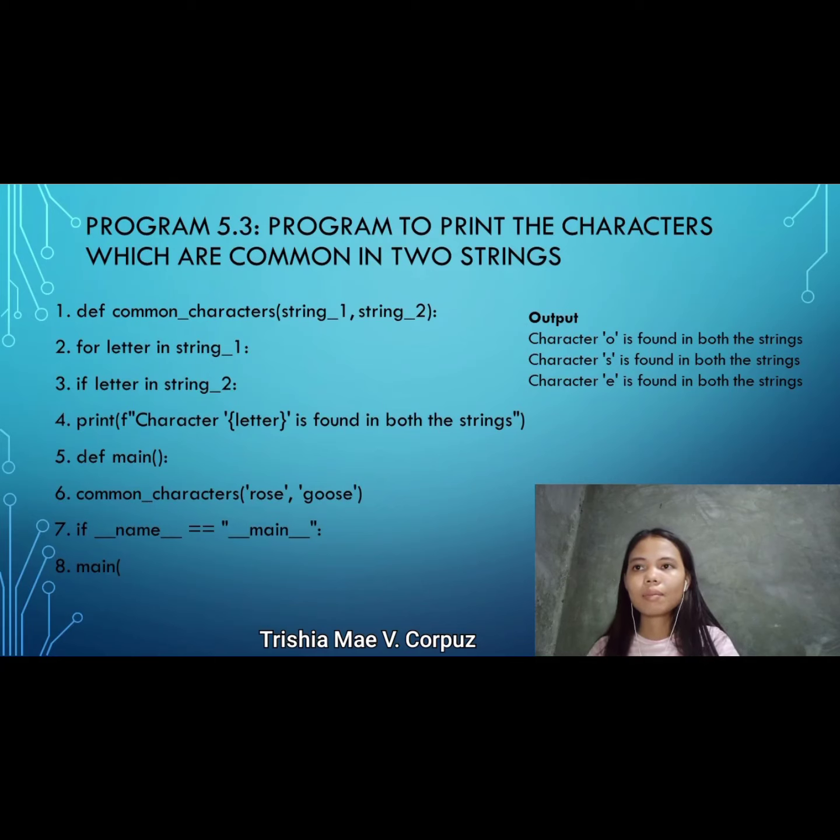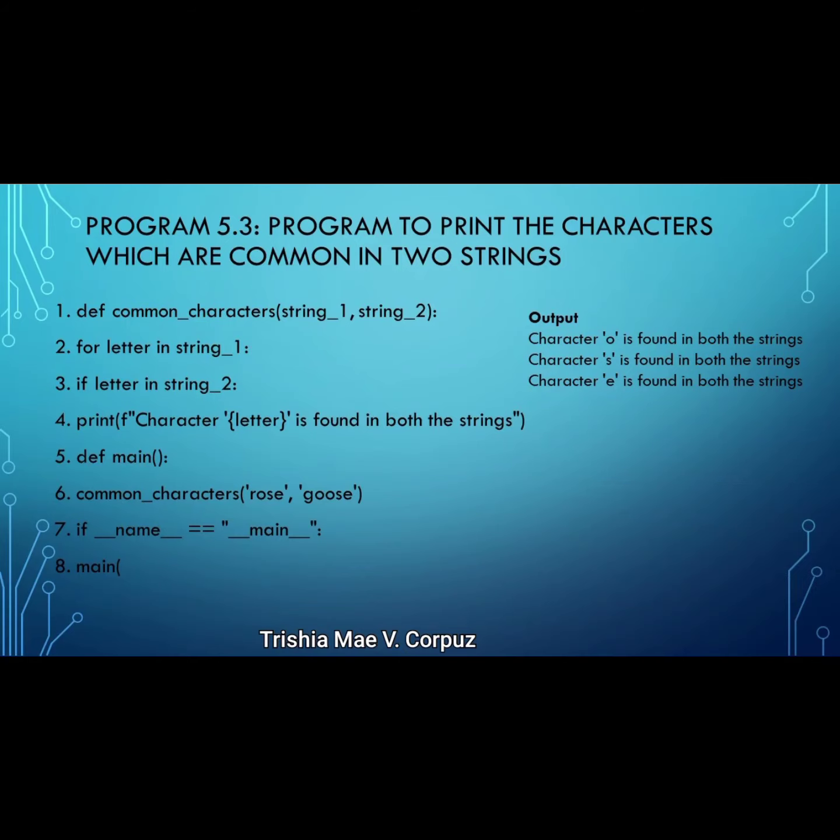Kaya dito sa example, ang output niya ay character O is found in both the strings. Kasi sa rose at goose, parehong may O. Character S is found in both the strings. Character E is found in both the strings.